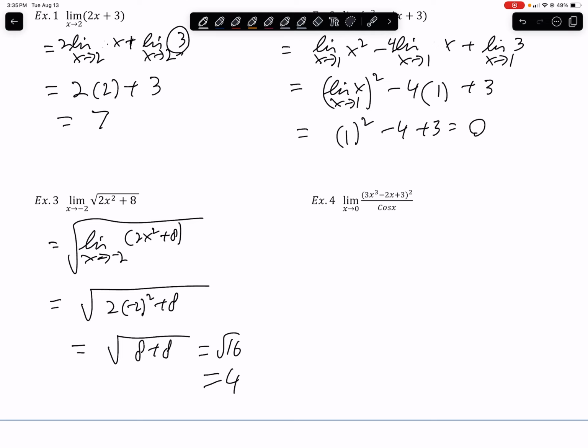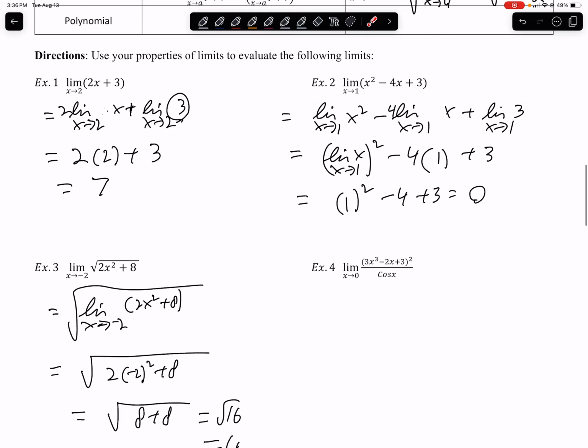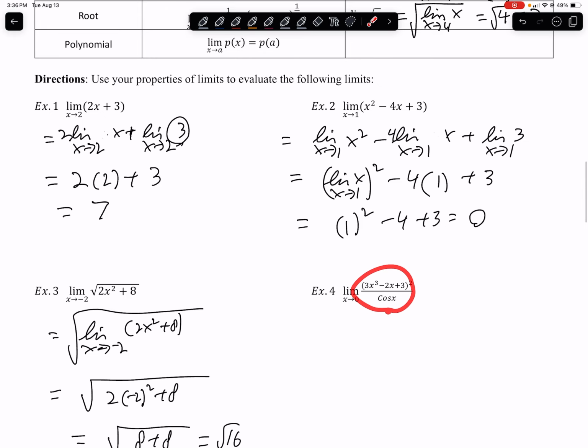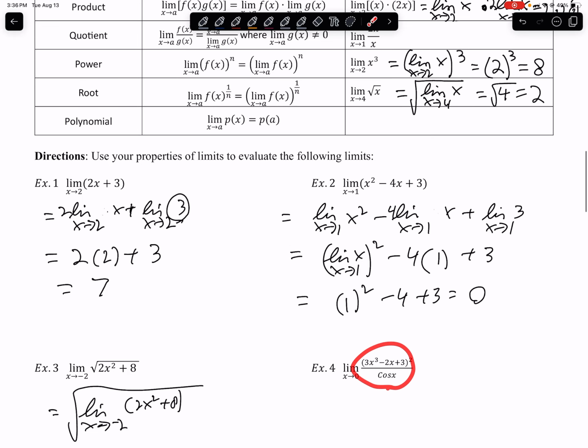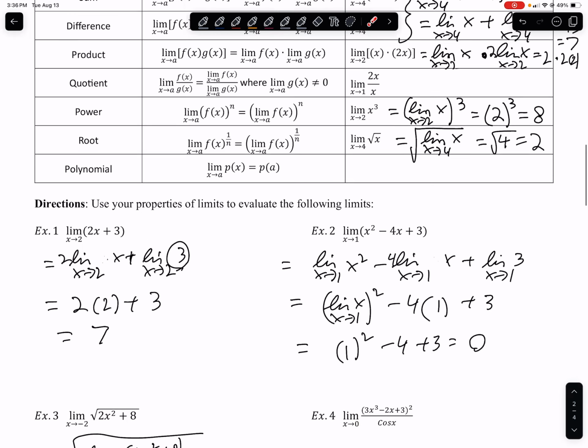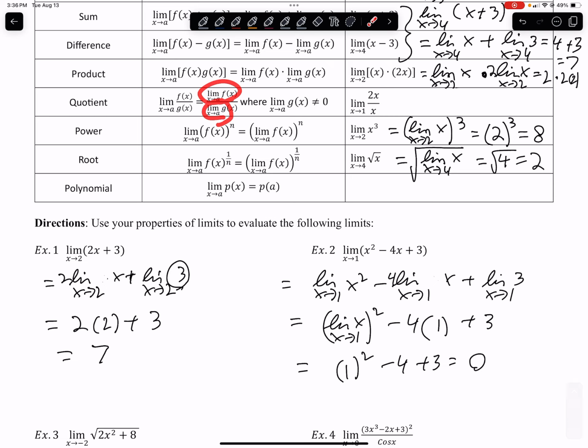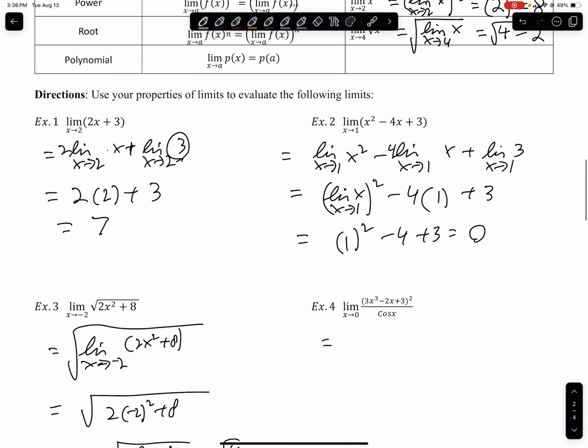The limit as x approaches 4. What do you notice here? I have a division. So this is going to be the quotient rule. I can take the limit of the top divided by the limit of the bottom. So I'll start with that, see where that takes us. The limit of the top is going to be separate from the limit of the bottom. And here's the bottom one.